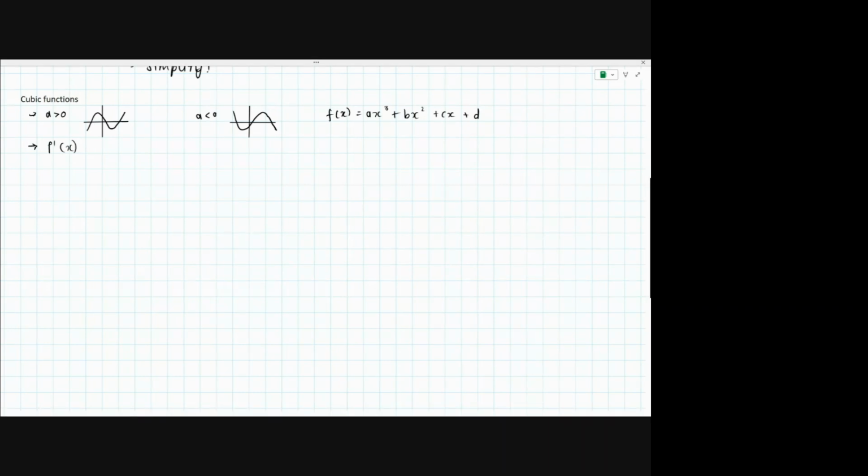If your first derivative is positive, so if it's greater than 0, this implies that our graph is increasing. If our first derivative is less than 0, this implies that our graph is decreasing. And if our first derivative is equal to 0, we are now talking about our stationary points.